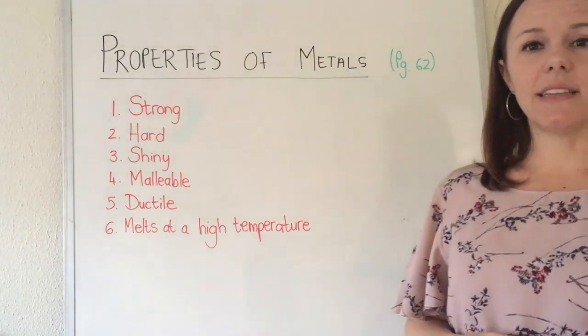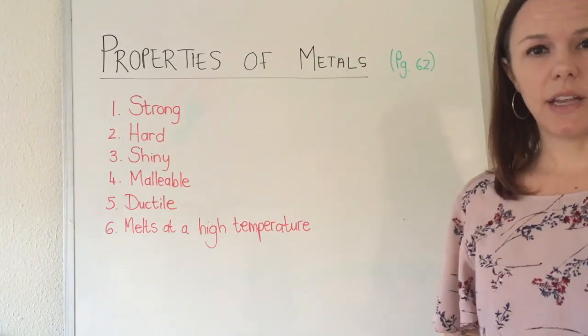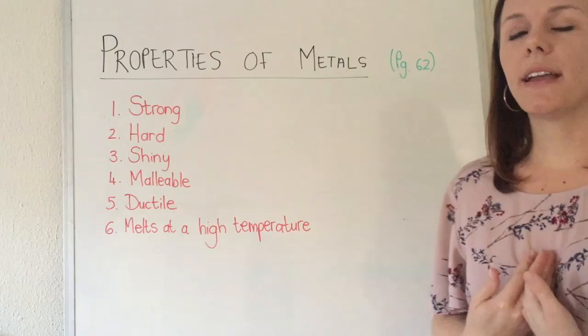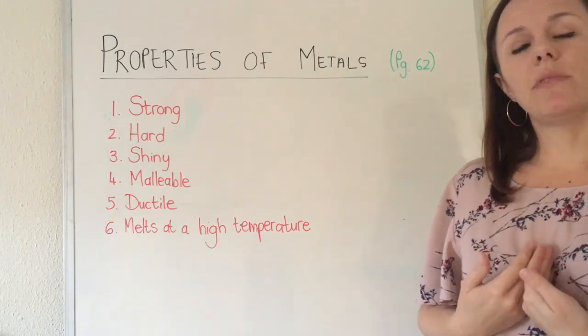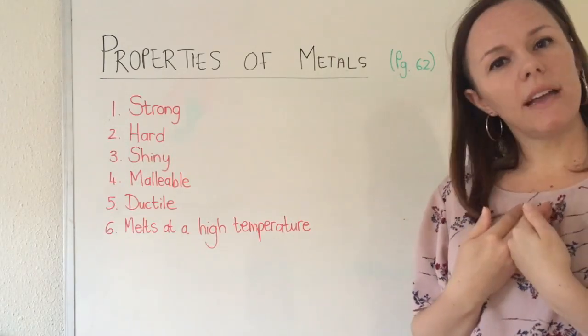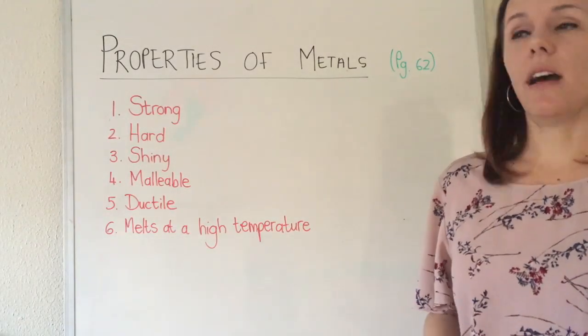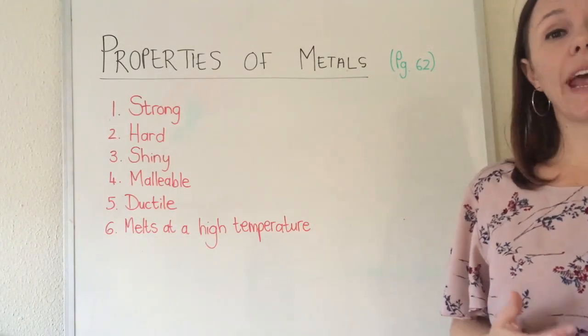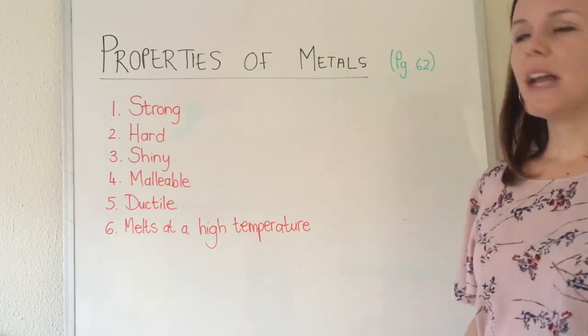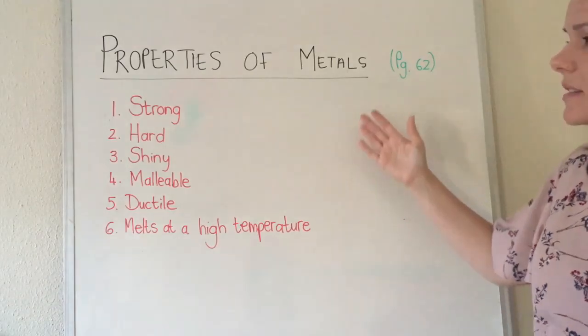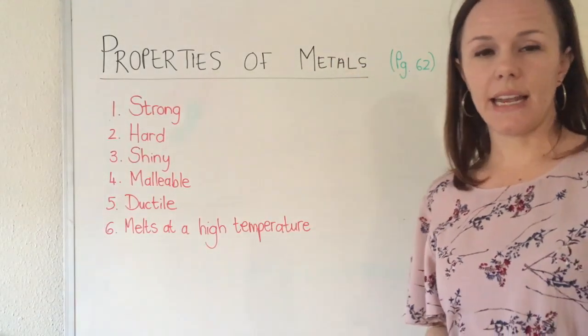Now properties is like characteristics. So if I look at characteristics of myself, a characteristic is something that makes me me. So I am short, I am female, I am a teacher. Those are all characteristics of myself. So if we look at properties or characteristics of metals, these are the ones that stand out.